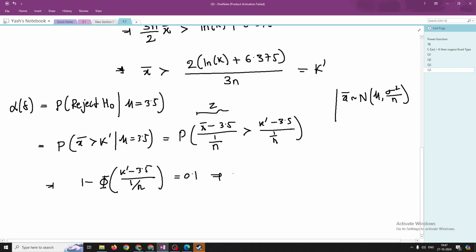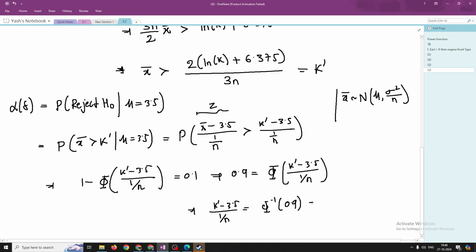Now it is 0.9 equals phi of (k prime minus 3.5) by 1 by root n. This basically means that (k prime minus 3.5) by 1 by root n is equal to phi inverse of 0.9, which implies that k prime should be 1 by root n phi inverse of 0.9 plus 3.5. So this is my final answer.